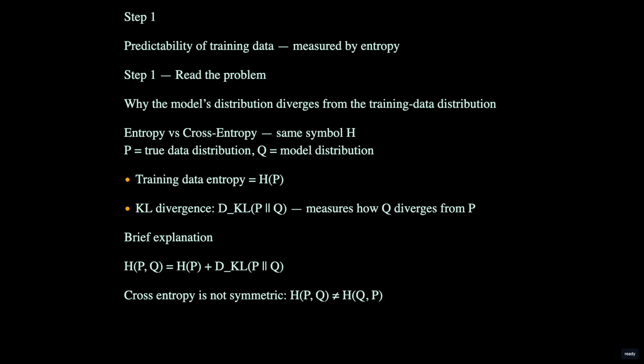Cross-entropy depends on which distribution is used to average the log probabilities. H(P, Q) averages log Q under P, while H(Q, P) averages log P under Q, so they generally differ.